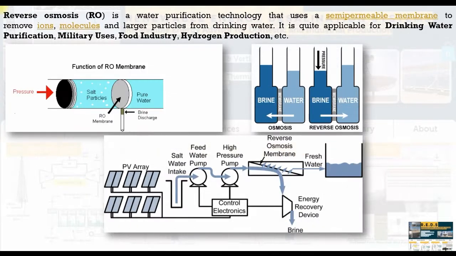As we demonstrated before, reverse osmosis is a water purification technology that uses a semi-permeable membrane in order to remove ions, molecules, and large particles from drinking water. It is quite applicable for drinking water purification, military uses, food industry, hydrogen production, and so on.